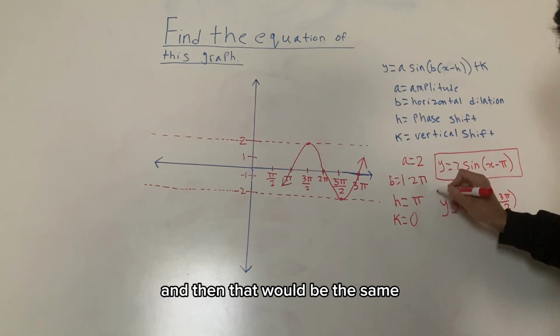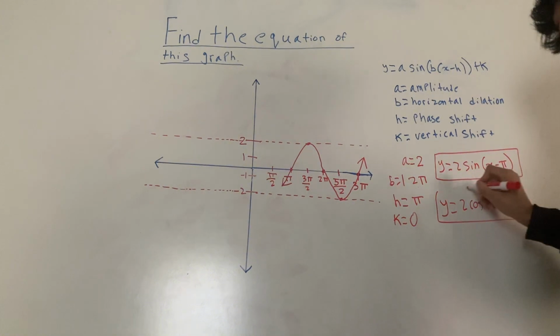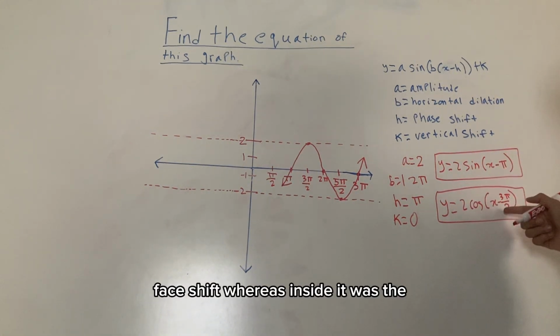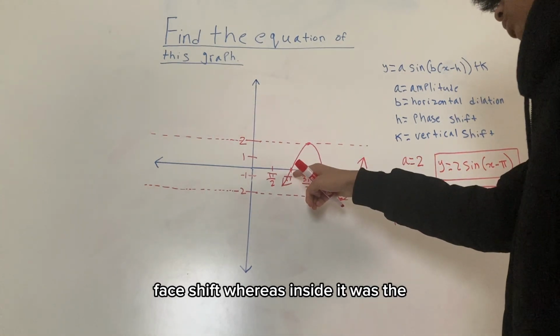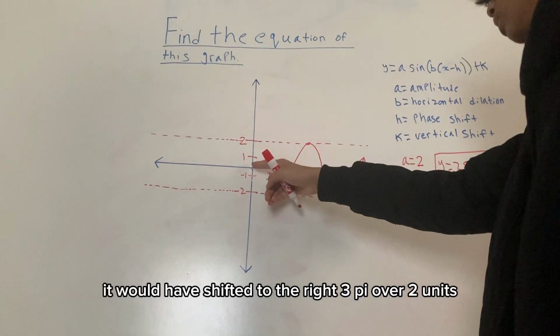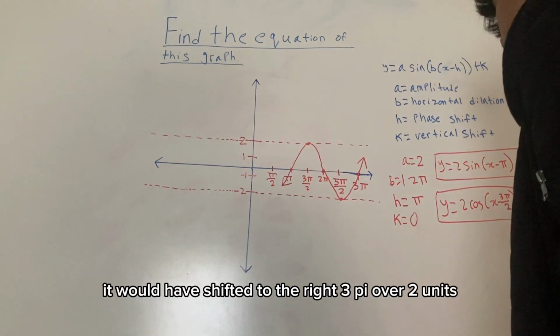And then that would be the same. So the only difference between the two graphs is the phase shift. Whereas in sine, it would have shifted to the right pi units, but in the cosine graph, it would have shifted to the right 3 pi over 2 units.